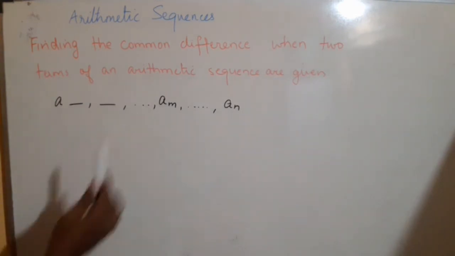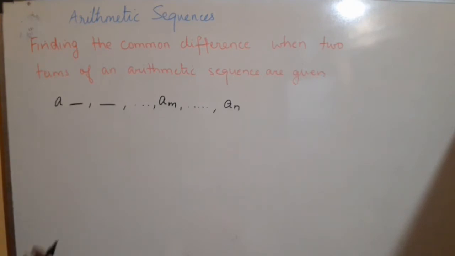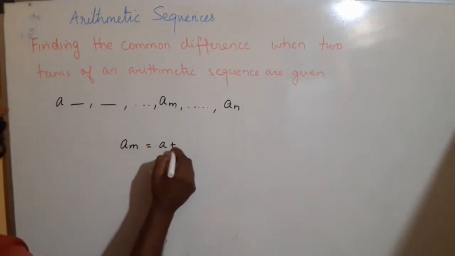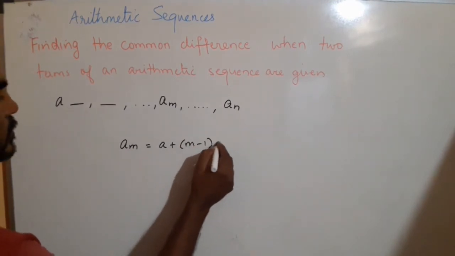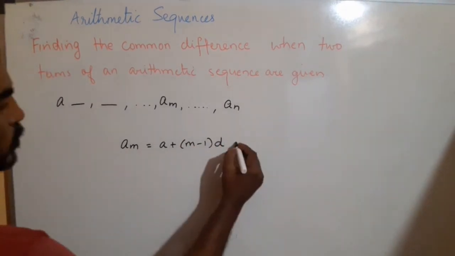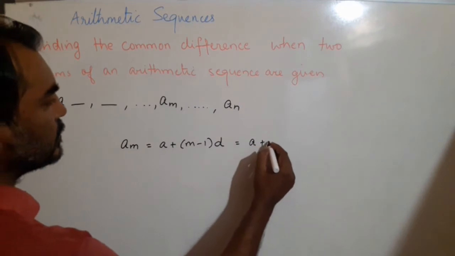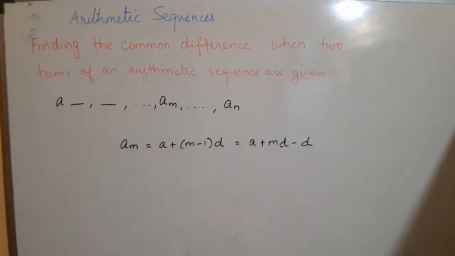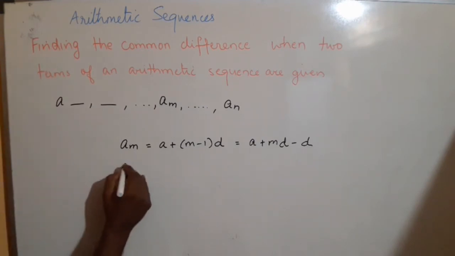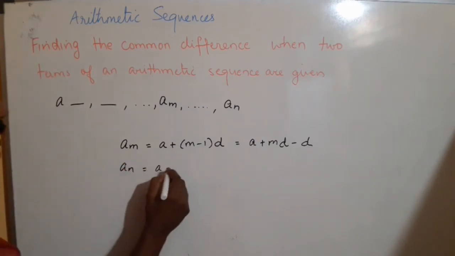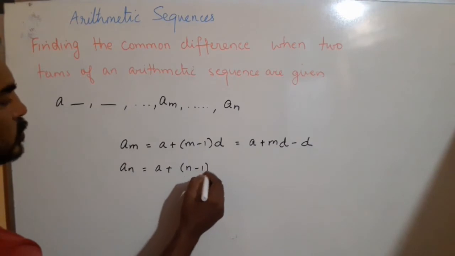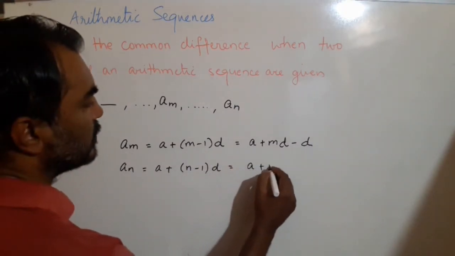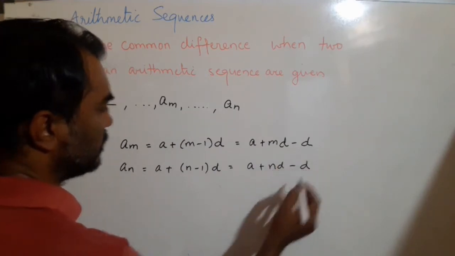Now since we know the mth term, how do we write the mth term? The mth term is written as A plus m minus 1 d. If you open the bracket, you get A plus md minus d. How do we write the nth term? The nth term is written as A plus n minus 1 d. On expanding, we get A plus nd minus d.